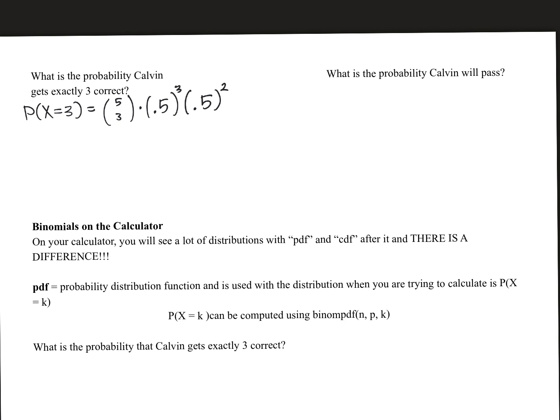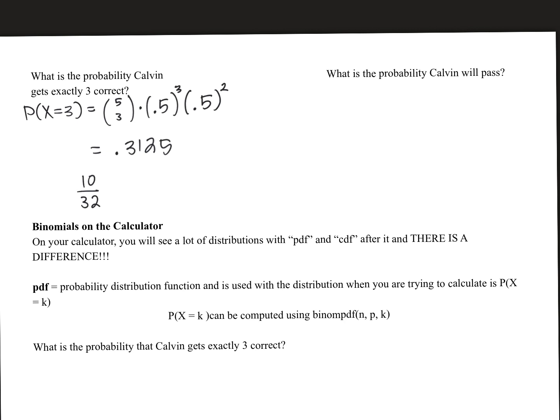So to get to the 5 choose 3, math over to PRB, and then 3. So 5 choose 3 times 0.5 to the 3rd times 0.5 squared. And we get 0.3125, which, if I were to convert to a fraction, is 5/16, which is the same thing as 10 over 32.